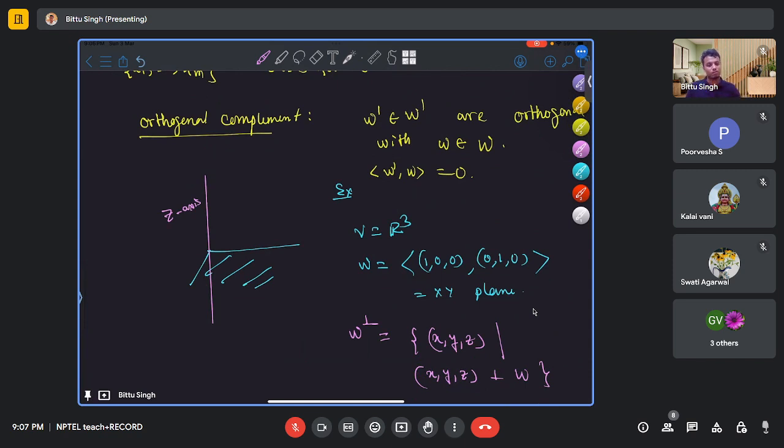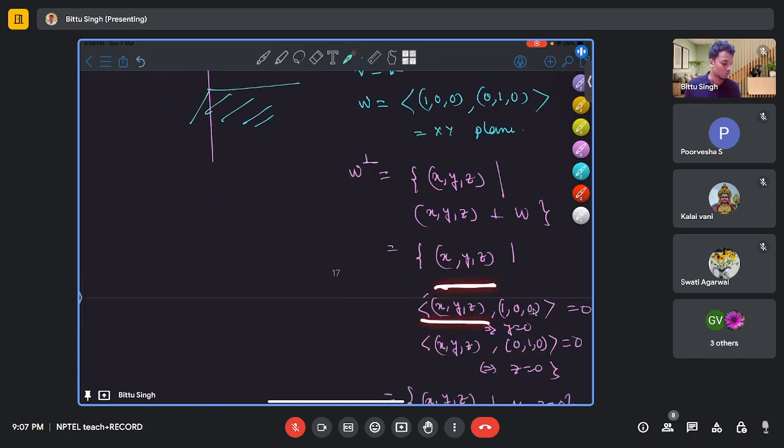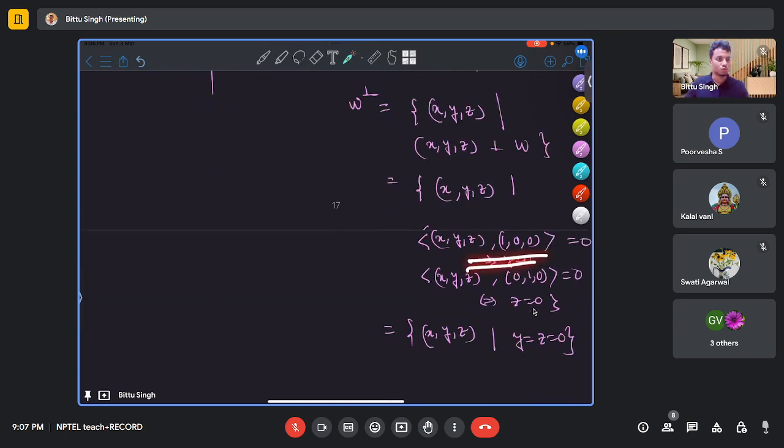Here the geometry is very clear. We can easily see that all perpendiculars will pass through the z axis. Any perpendicular vector to the vectors from the xy plane must be on the z axis. But for other cases, it will not be that clear. For those cases, we need to check these two conditions, that is, multiplying with any basis entry should give 0, and use this condition to find some relations. This will give the subspace, the complement W perp.